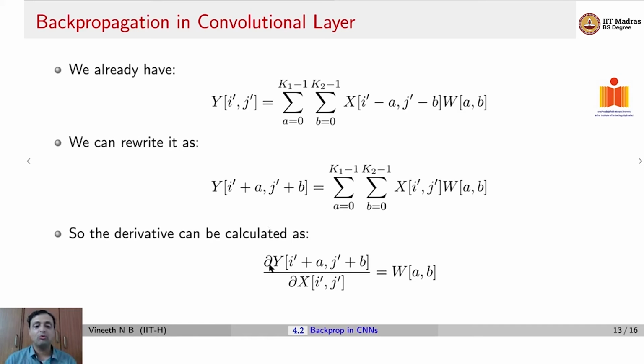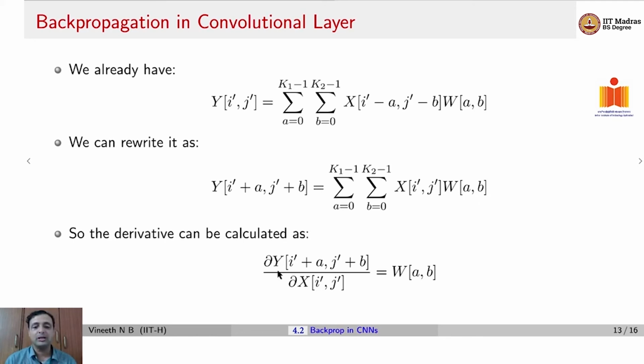Now the derivative of y at i' + a, j' + b with respect to x at i', j' will be that one single term w_ab for a particular choice of a and b. For a different choice of a and b, it would be that term in the summation, as we said for the previous derivative, ∂L/∂w also. All the other terms in the summation would not affect the derivative with respect to one particular a, b.